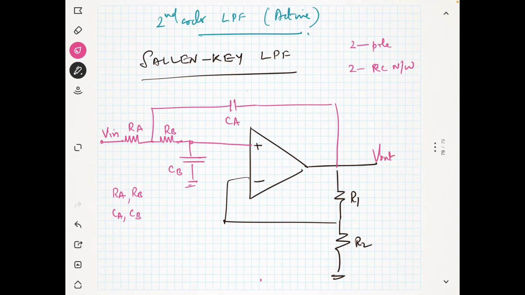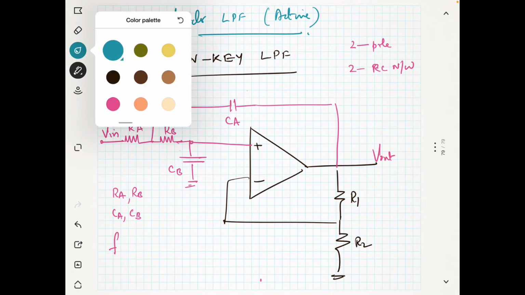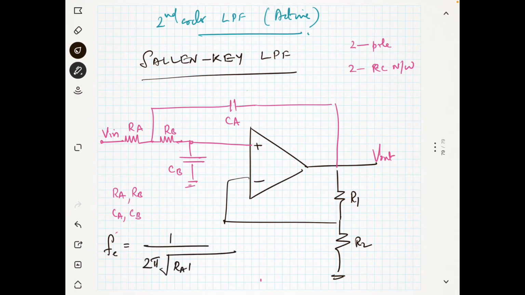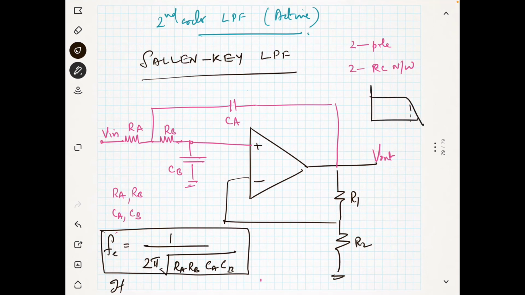And if you want to find the response of this, you have to apply the Kirchhoff laws and you need to find the output. But I am not going to solve this completely. It can be found that the critical frequency FC is depending upon RA, RB and CA, CB. It is given as 1 by 2 pi square root of RA multiplied with RB and CA multiplied with CB. So this is your critical frequency for the low pass filter, and the response will be like this, as I told you. This is your FC and this is the gain.